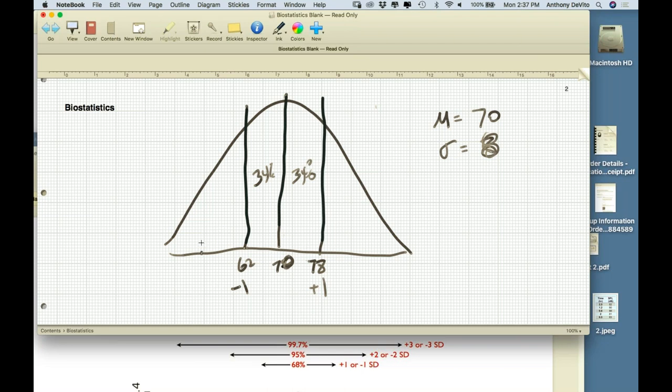Okay, so I'm going to go down two standard deviations below the mean and plus two. And that would be another 8 below 62. That's 16 below 70, which would be 54. And 16 above, which would be 86. Right? What percentage of students got between a score of 54 and 86?